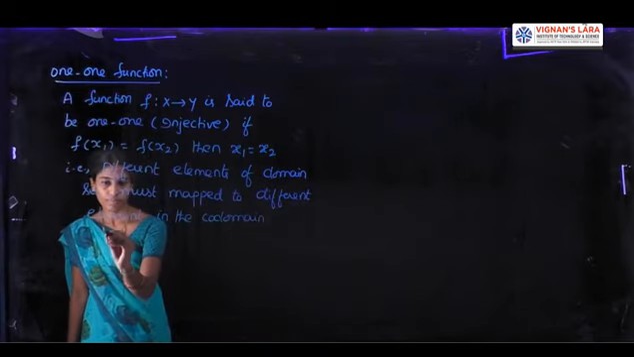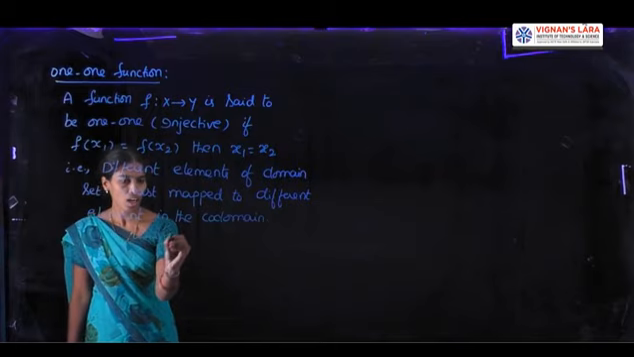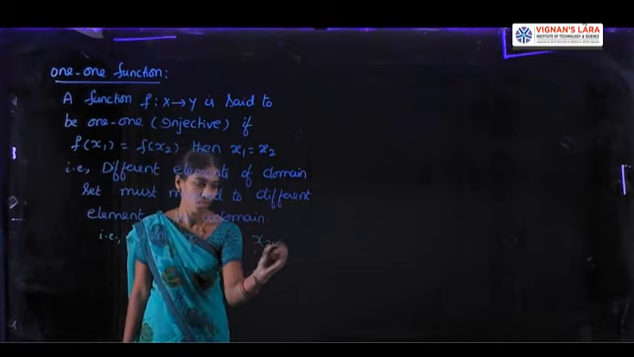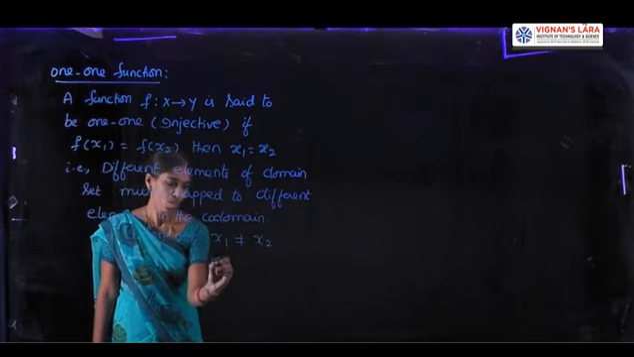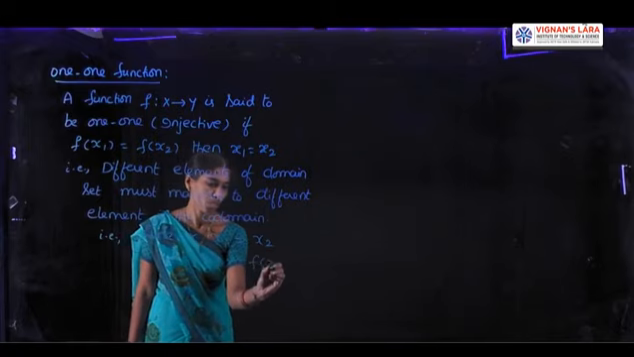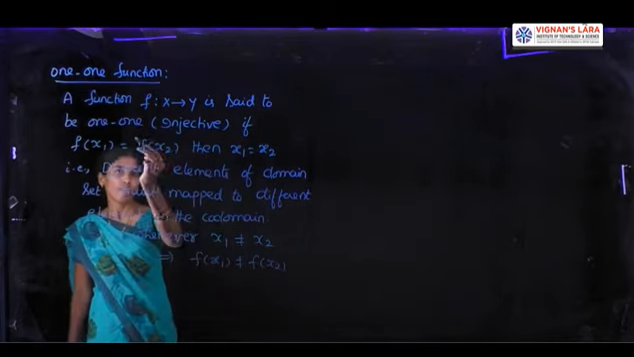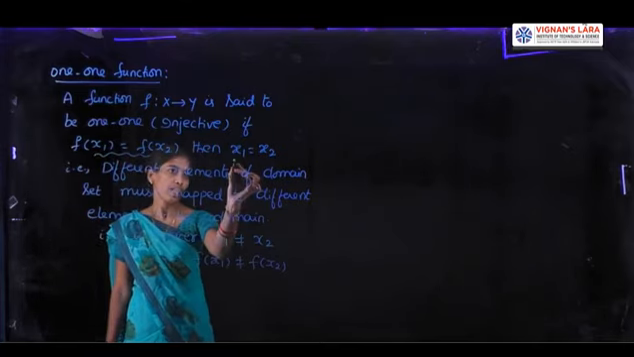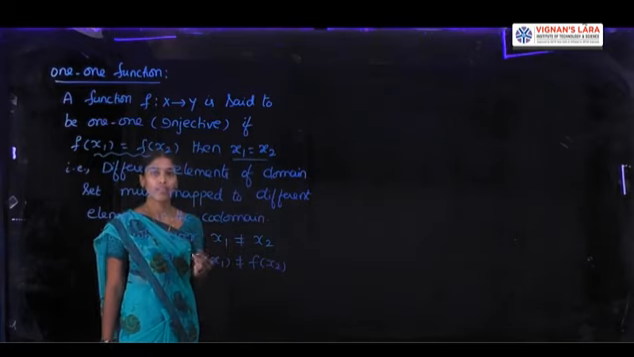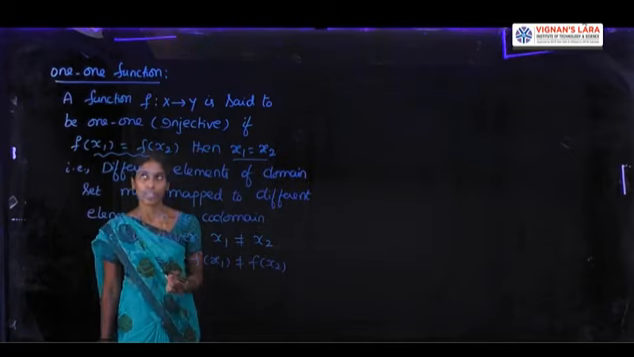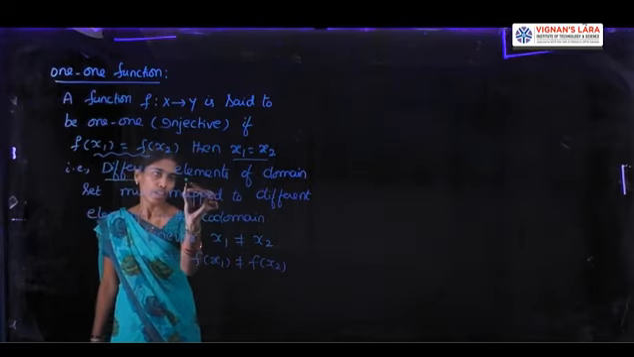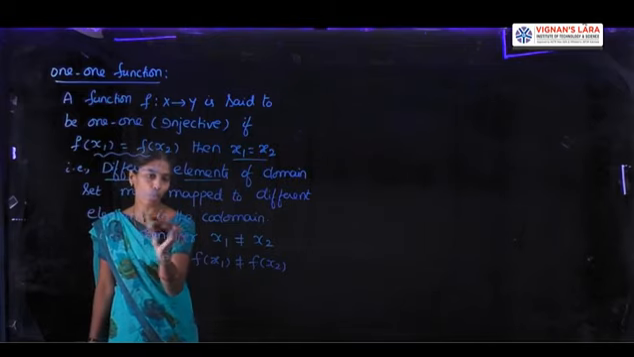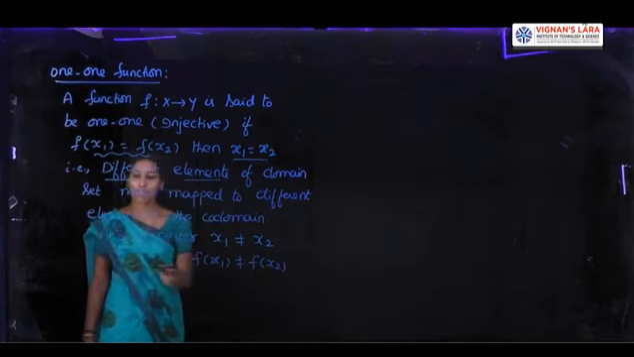That is, whenever x1 not equal to x2, it must follow f of x1 not equal to f of x2, right? So, whenever we solve problems we use this condition. If f of x1 equal to f of x2, then x1 is equal to x2, then we say that f is a one-one function or injective function, right? We can also say different elements of domain must map to different elements in the codomain. Then we say that f is a one-one function.